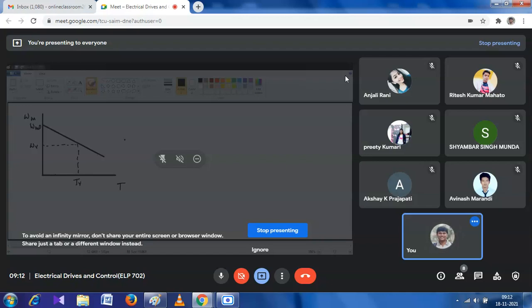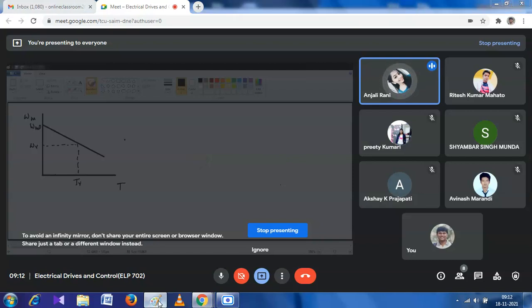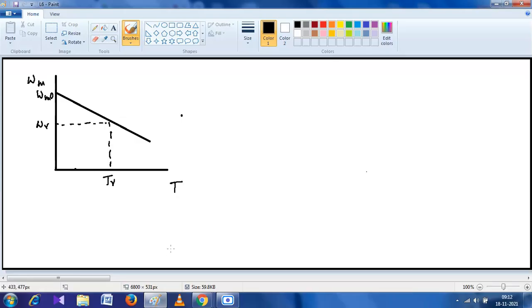Preeti, Anjali, sir, the smoothing of fluctuating load is called load equalization. The arrangement by which we reduce the fluctuation in the load is called load equalization.